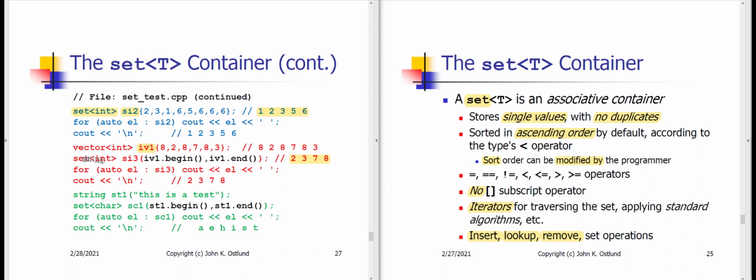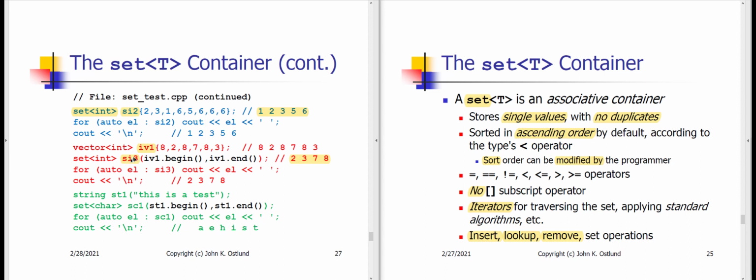Notice here, oops, I misspoke. iv1 is not a set of int. iv1 is a vector of int, and it is happy to contain duplicates. So iv1 is a vector of 6 ints: 8, 2, 8, 7, 8, 3.